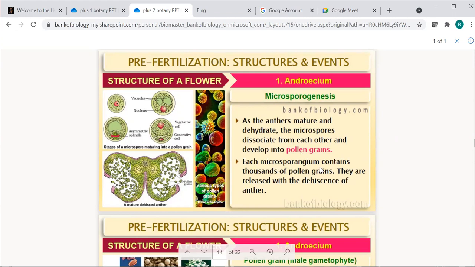So each microsporangium contains thousands of pollen grains. They are released with the dehiscence of the anther. Dehiscence means to burst. They get released with the dehiscence of the anther.